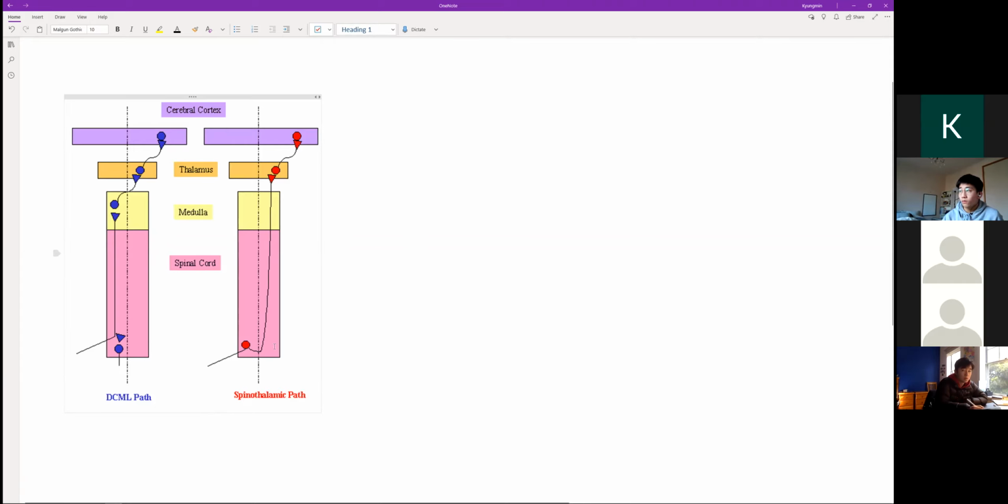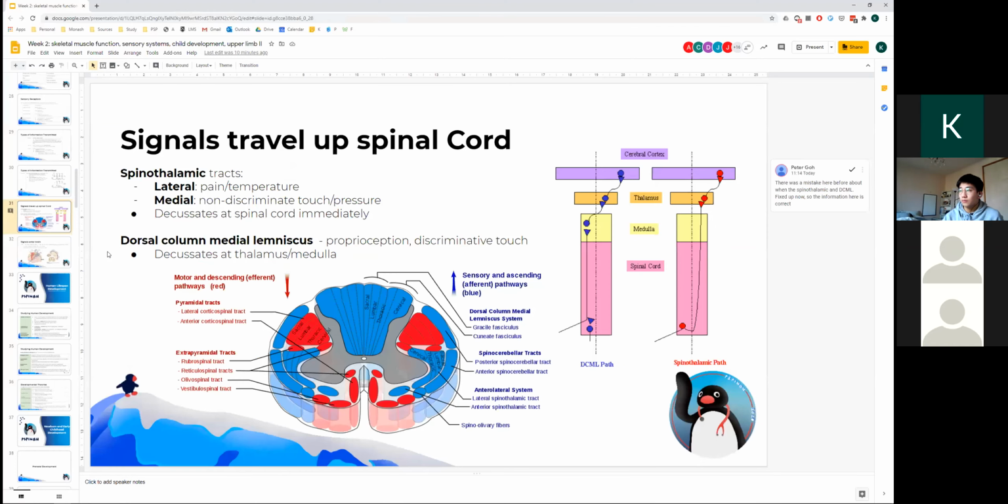If you're still confused about this, have a read through the slides and look at this diagram multiple times and try to come up with different scenarios. What happens if I injure this side or the other side? Don't worry about the synapsing too much because it's not really relevant in first year. You just need to care about when it crosses over. That's all I have to say about this.